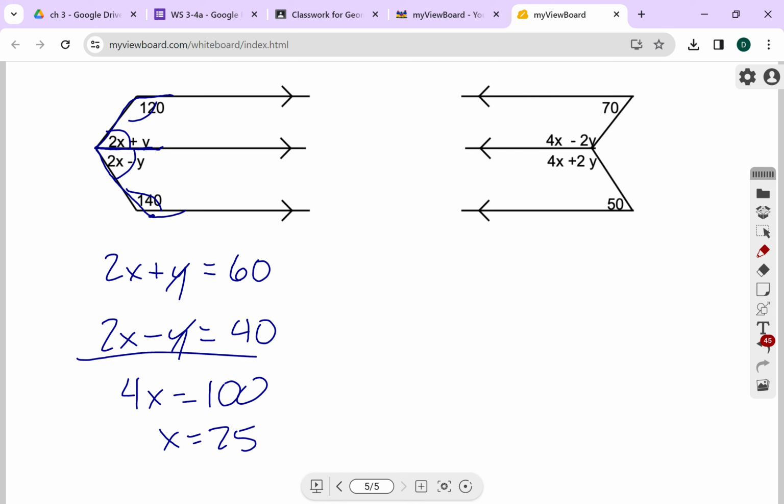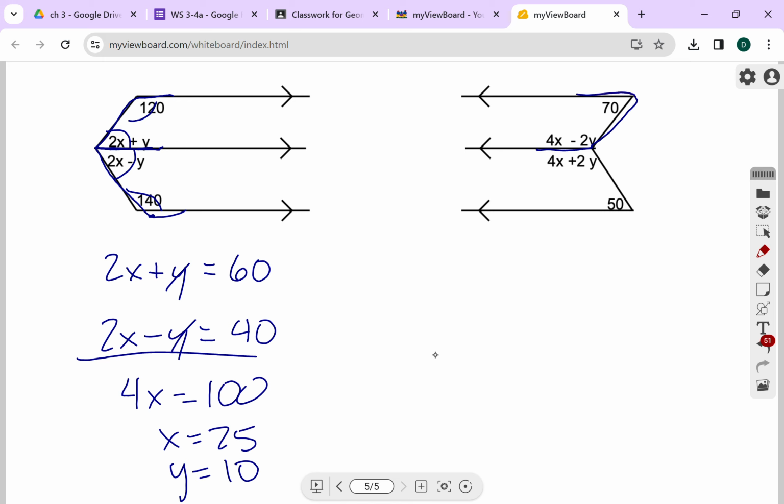That would make x 25. So if I plug in x for that first equation, 2 times 25 is 50. And 50 plus 10 equals 60. So y equals 25, or excuse me, x equals 25 if y equals 10. That one's done.